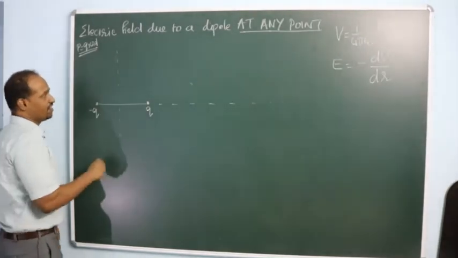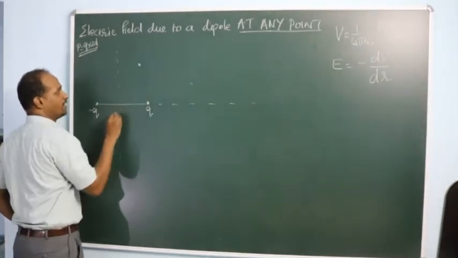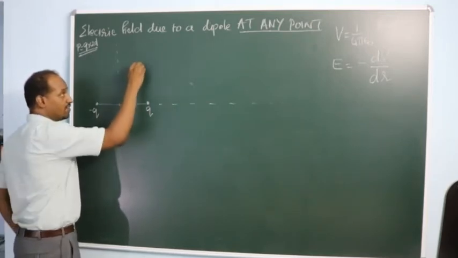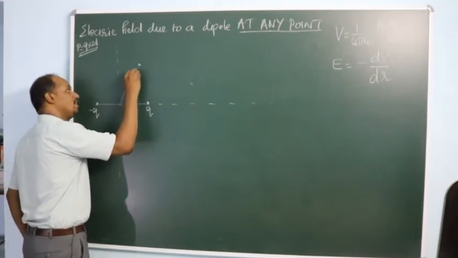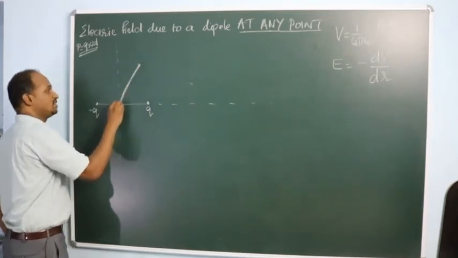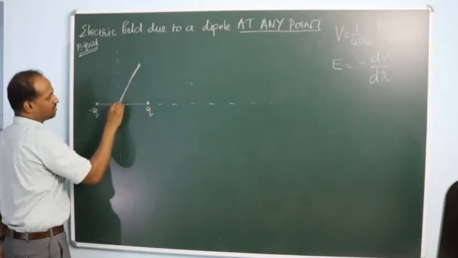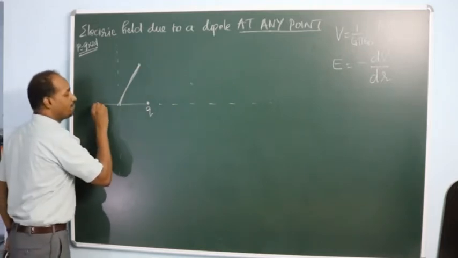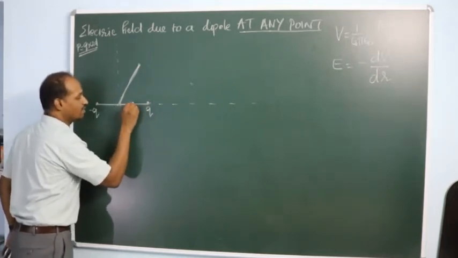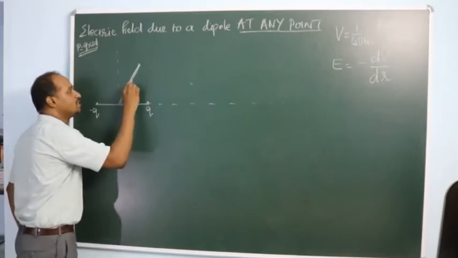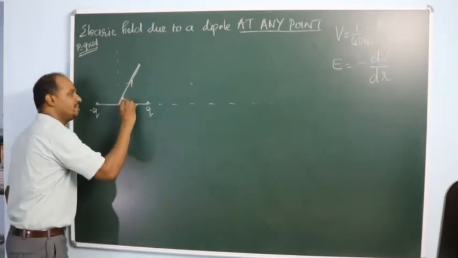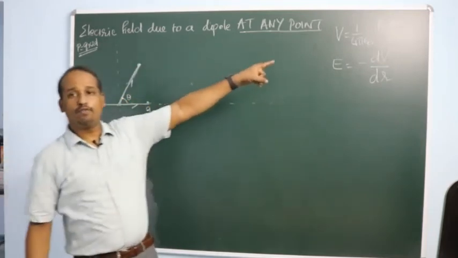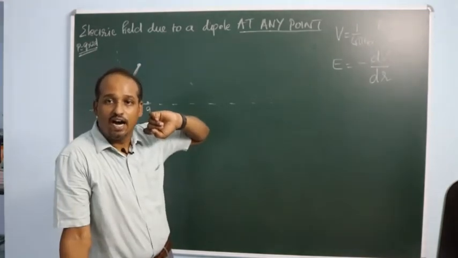Suppose we have an electric field at this point. The radius vector is the position vector of this point P, drawn by a line here. See, this line is the position vector, and the electric dipole moment is from the negative charge to the positive charge. The direction of the dipole moment is this, the direction of the position vector is this, and the angle between them is theta. Now at this point, the electric potential is 1 by 4 pi epsilon naught into P cos theta by r square. We know that.